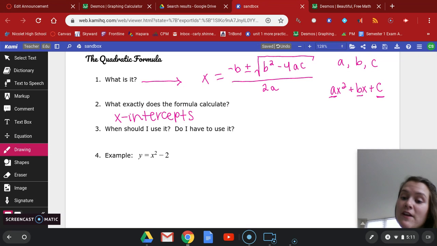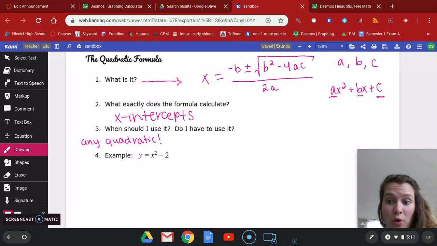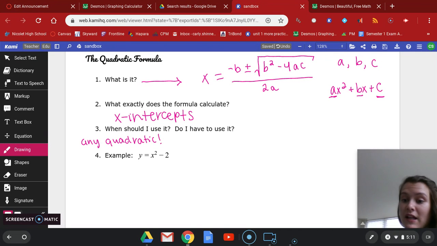But the benefit of this formula is it works every time. You can use it on any quadratic. So if you want, you could use this and never have to factor a quadratic again, which would be kind of nice for some of you who may not love factoring, right? Do you have to use it? The only time you have to use it is when factoring fails.